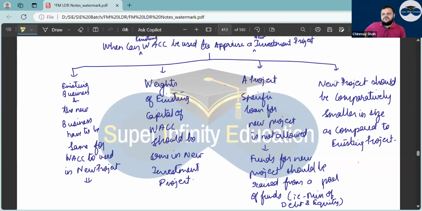So the new project should be comparatively smaller in size as compared to the existing project, correct? The new project should be what? Comparatively smaller in size as compared to the existing project, right?